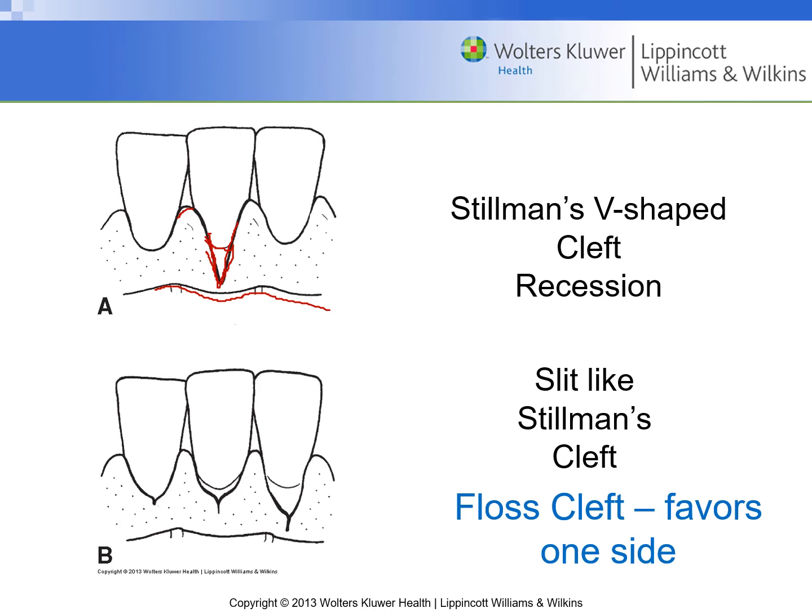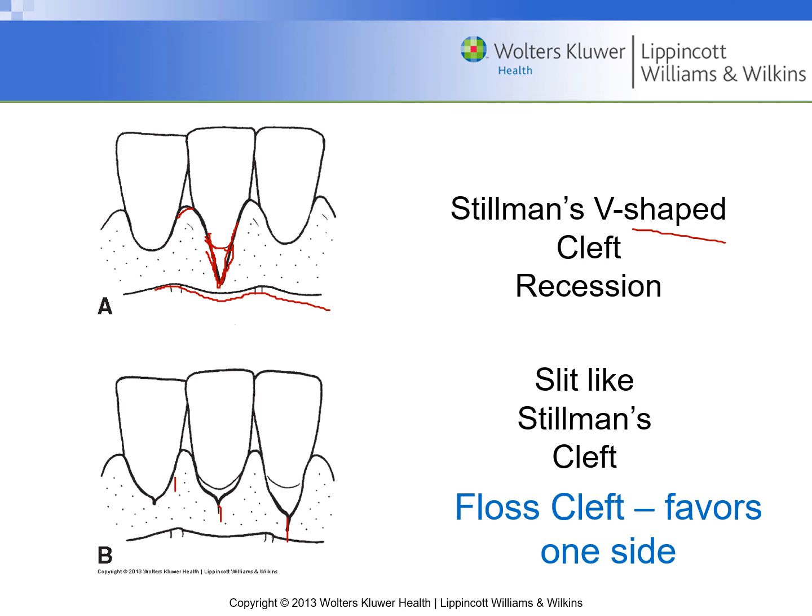Now this is Stillman's cleft also. This is a Stillman's V-shaped cleft up here. This is a slit-like Stillman's cleft. This is from floss. They're putting the floss in, going down here and putting a lot of pressure on it. They're not making a full C around each tooth, and they're making these slits with floss.